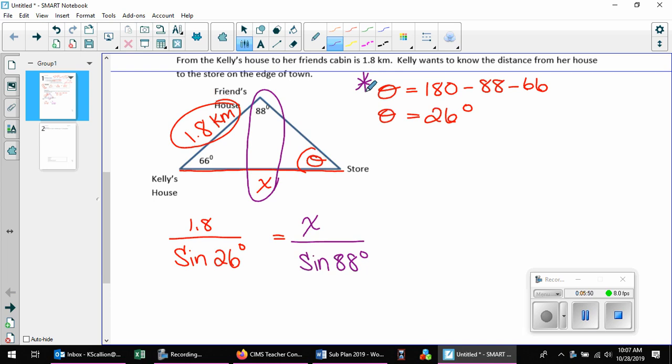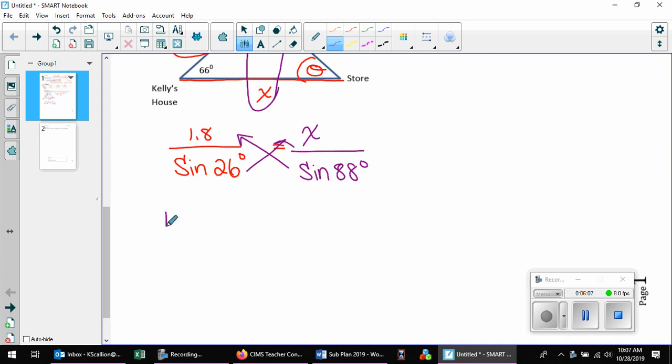Okay, so now I have a fraction on one side, I have a fraction on the other side. Resist the urge to put this into a decimal right away. Rearrange your entire equation. So we're going to cross multiply. You guys with me so far? So I'm going to cross multiply. I'm going to have 1.8 times sine of 88 equals x times sine of 26. I want x by itself.